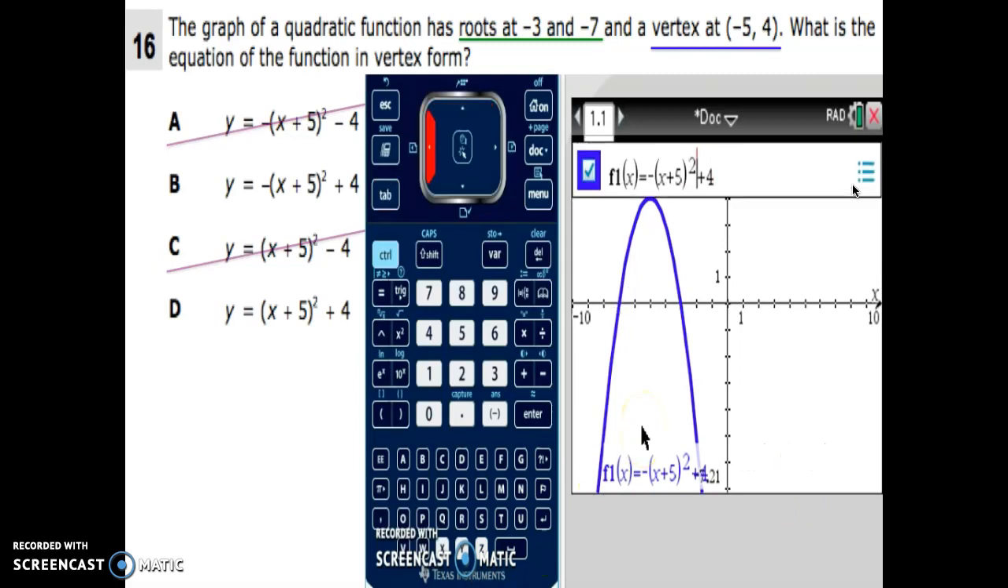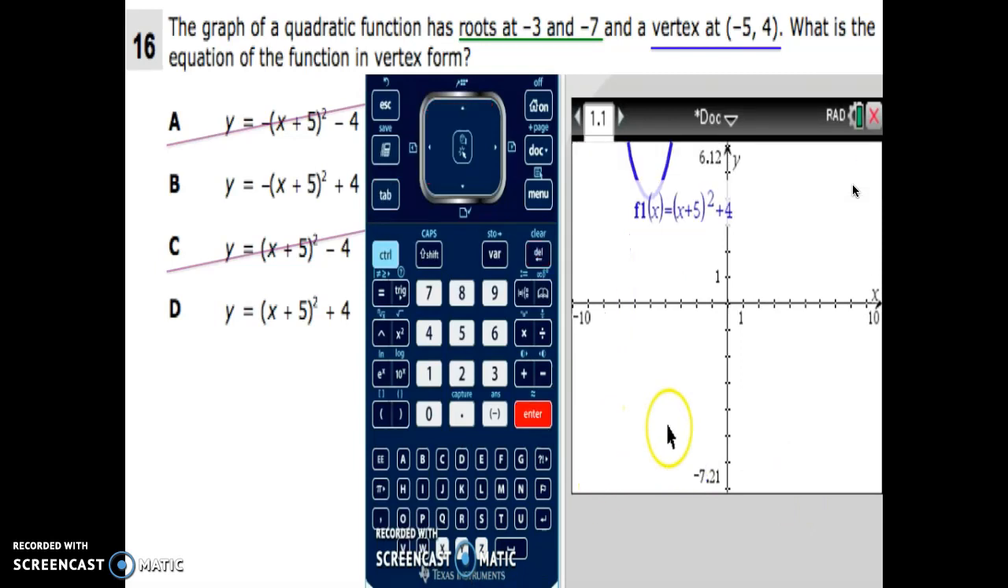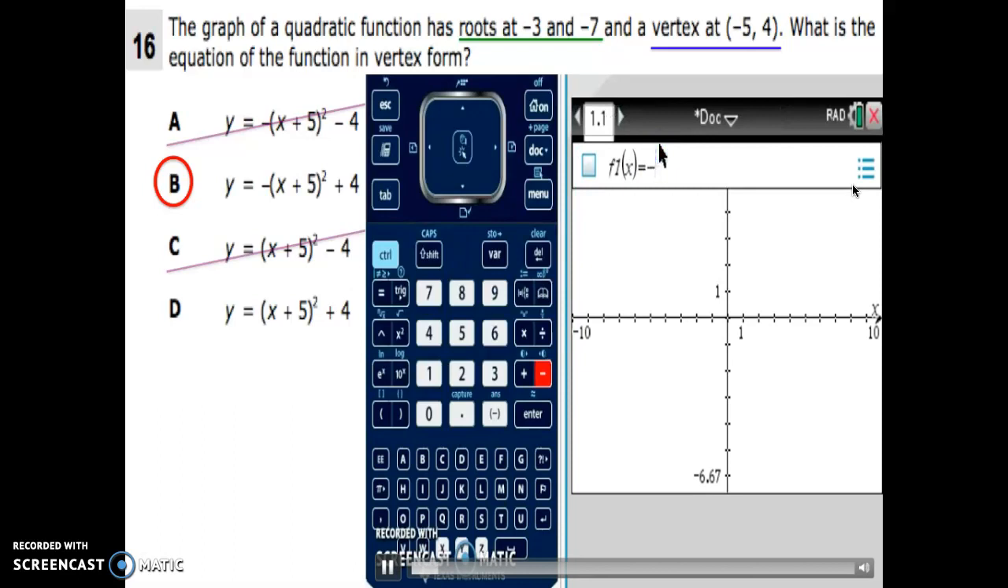The answer is B. But in case we want to make sure that we didn't make any mistakes somehow, we would graph D, and it doesn't even touch the x-axis. So the answer is B. Okay, let's just move forward.